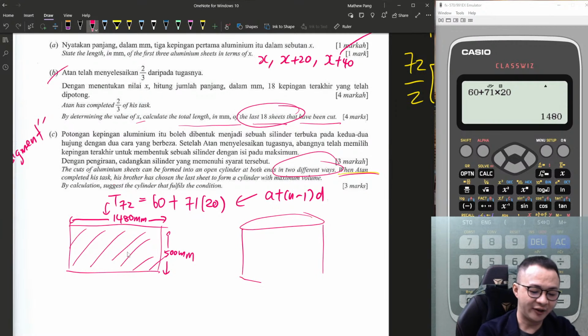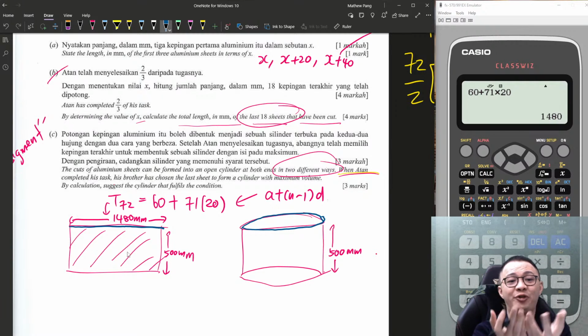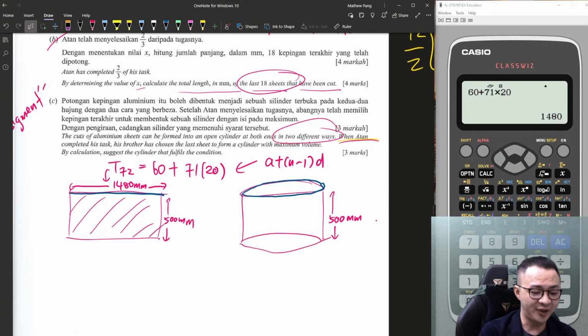And then I want to calculate the volume of this cylinder. Okay, so the height of the cylinder is not hard to guess. It's 500 mm. But the circumference of this cylinder is basically this length, isn't it? Because like just now I showed you, I rotate it. So because of this one, I can get my R from here.